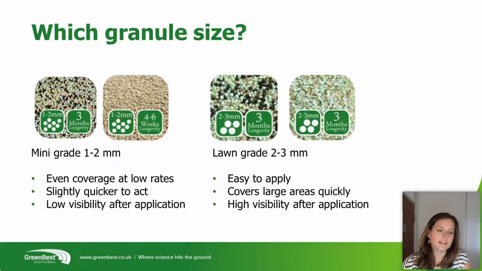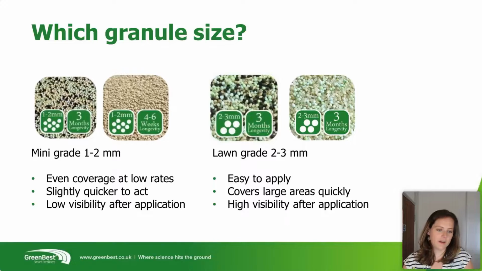On the other hand, you have the lawn grade, the 2 to 3 mil, and this one has high visibility after application. So if you like to see where the fertilizer has been spread, or the customer likes to see that something's been spread on the lawn, then this is the ideal one because the granules are just a little bit bigger. As you're applying it, you can see where it's gone, so it makes it a bit easier for you to actually do your job.